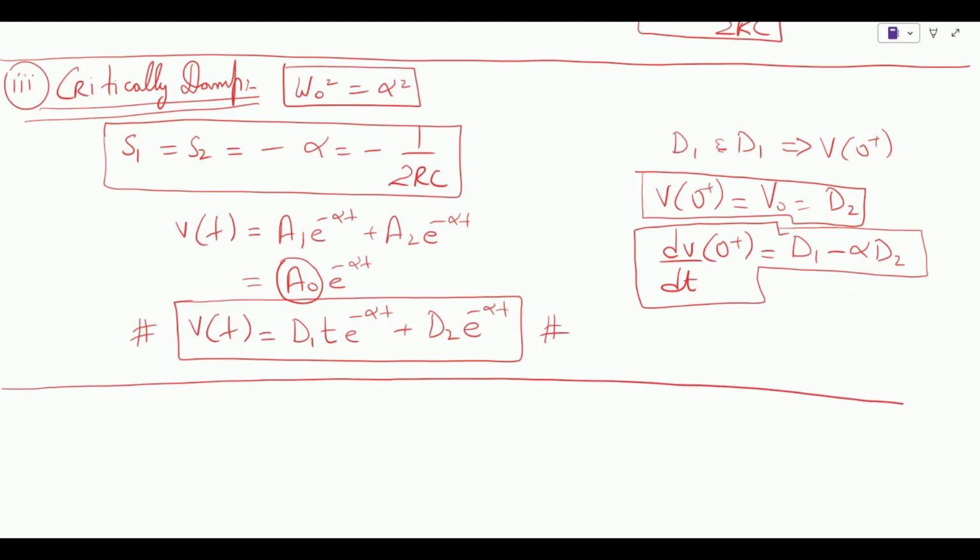So this is a small description of the critically damped response, and the important things being that the roots are now found from these two equations, and the voltage is found from here, and the initial conditions are given from here. So this is how we find the critically damped condition of a natural parallel RLC circuit.